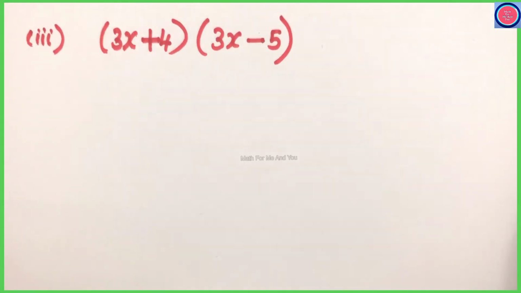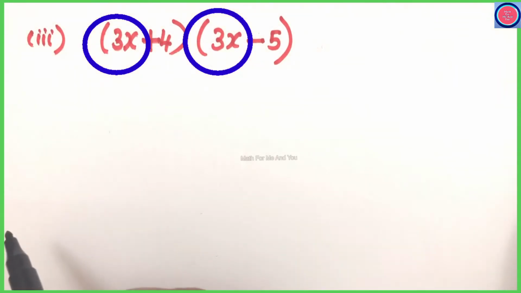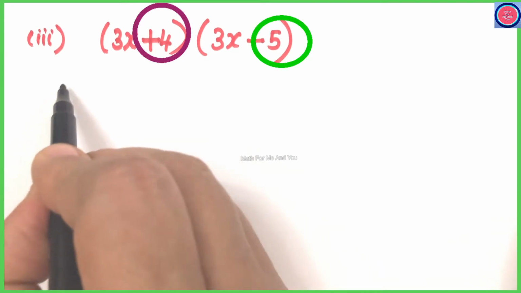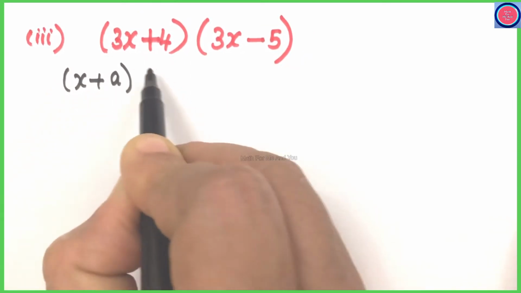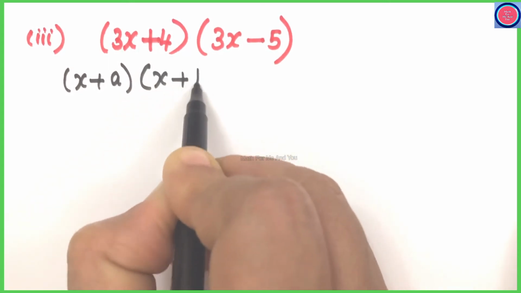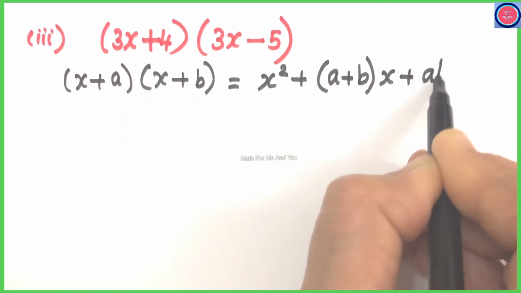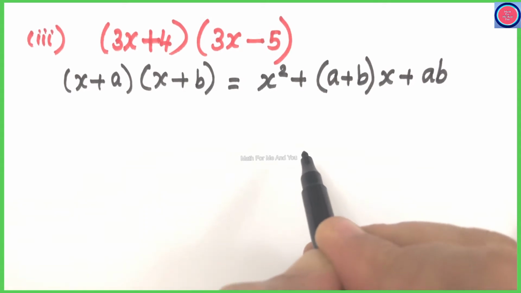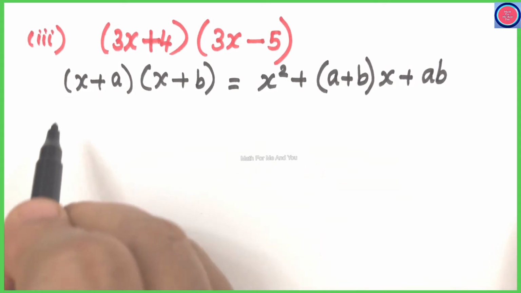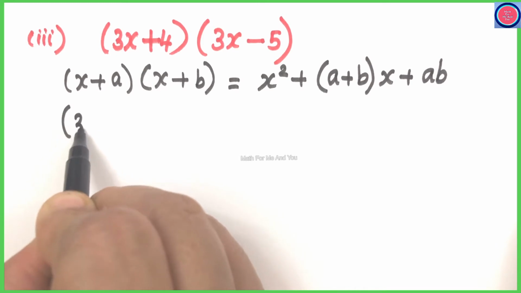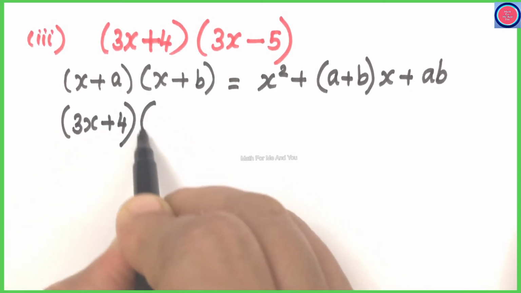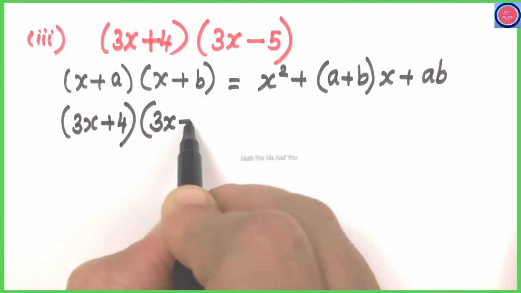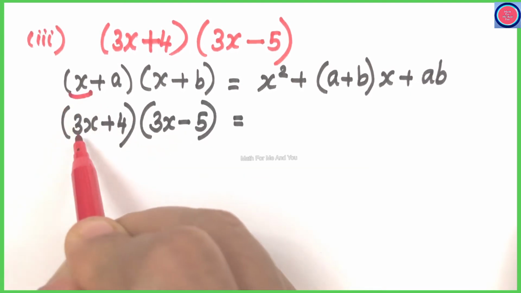Next question is 3x plus 4 times 3x minus 5. In both the brackets, the first term is 3x and the second terms are different. So here we have to use the same identity x plus a times x plus b. What is the answer we get? It is x square plus a plus b into x plus ab. Now I am writing the question below it. 3x plus 4 times 3x minus 5. You can see the first term in the first bracket and the second bracket is 3x.